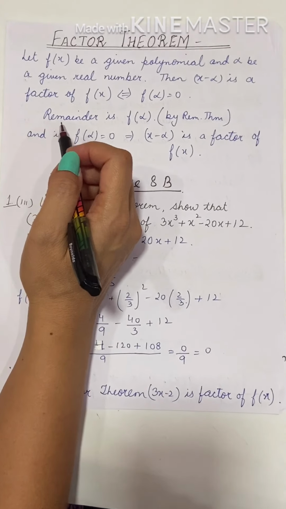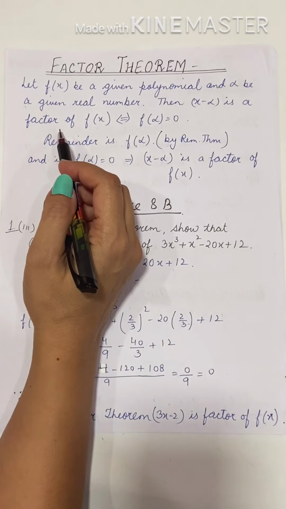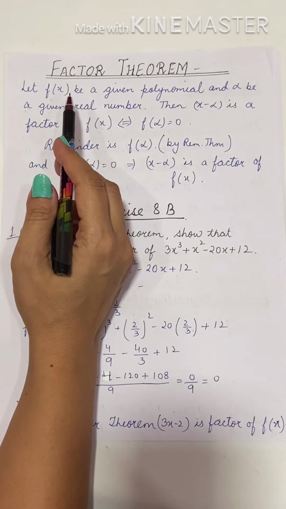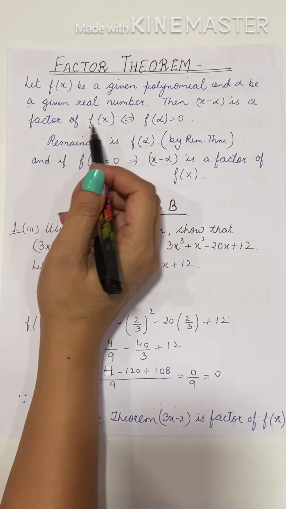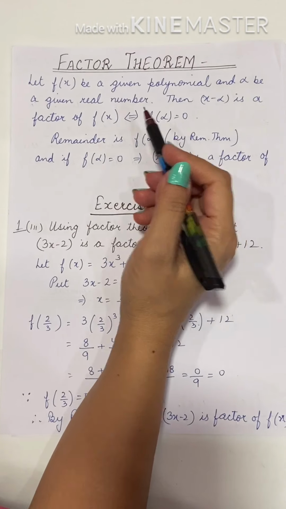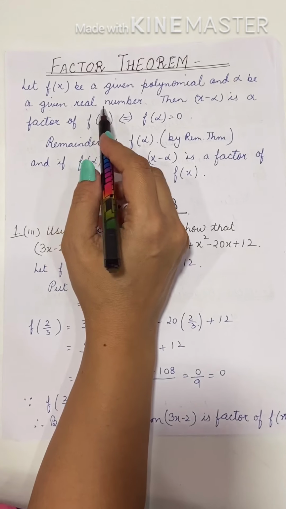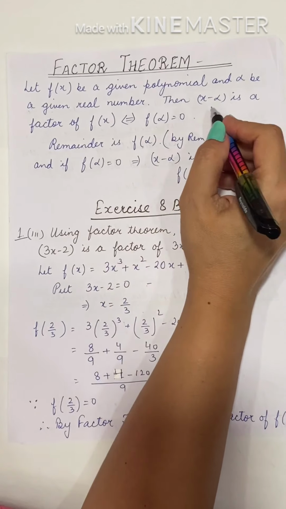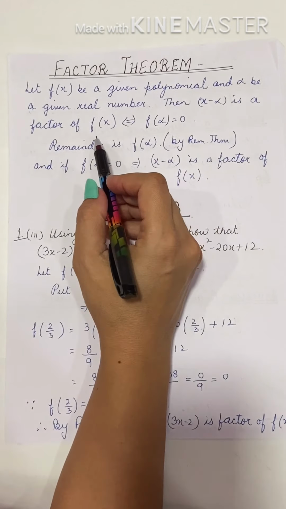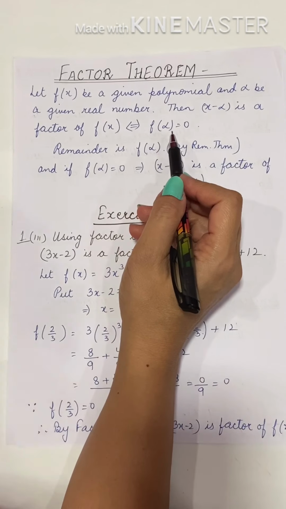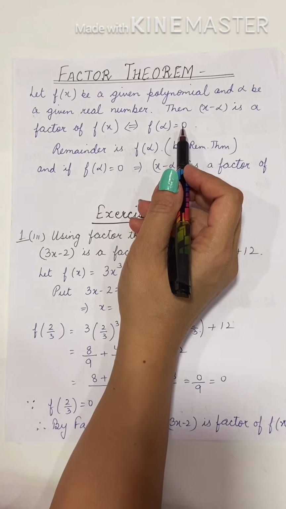Hello children, continuing chapter 8, today we are going to do the factor theorem. It is very easy as we did the remainder theorem. It has been derived only from the remainder theorem. It is: if f(x) be a polynomial and alpha be a real number, then x minus alpha is a factor of f(x) implies and is implied by f of alpha equal to 0.